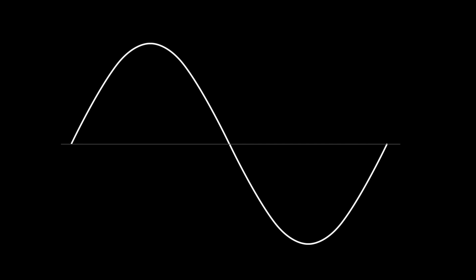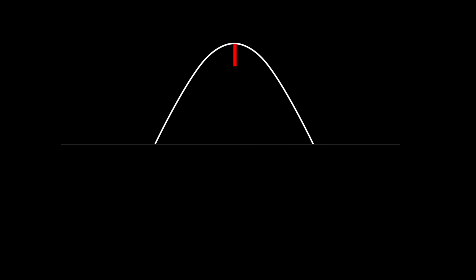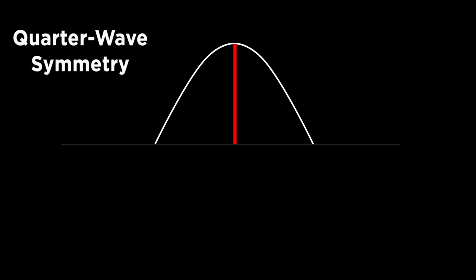The easiest way to understand why is to look at another symmetry sine waves have. If we just look at half the wave, there's another symmetry down the middle. This is called quarter wave symmetry.